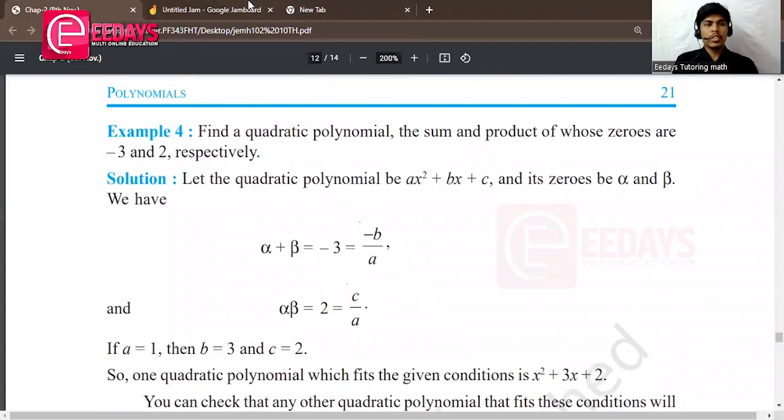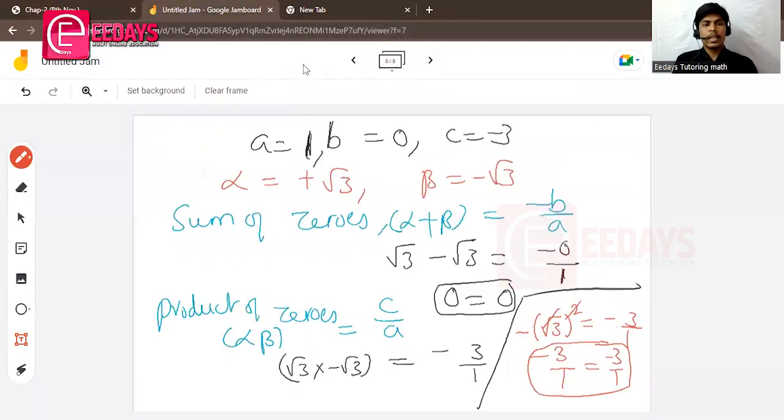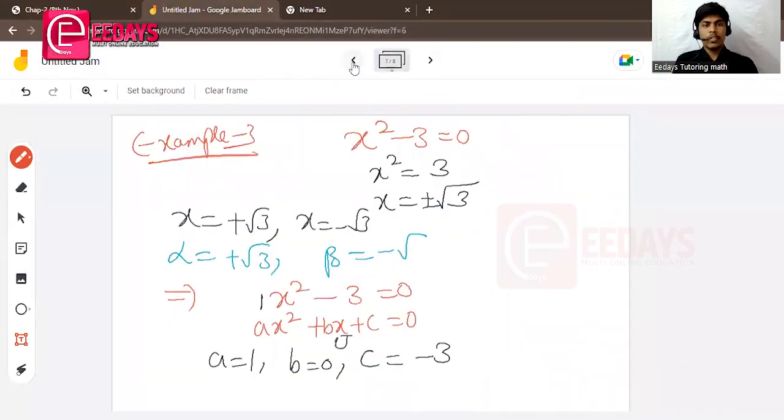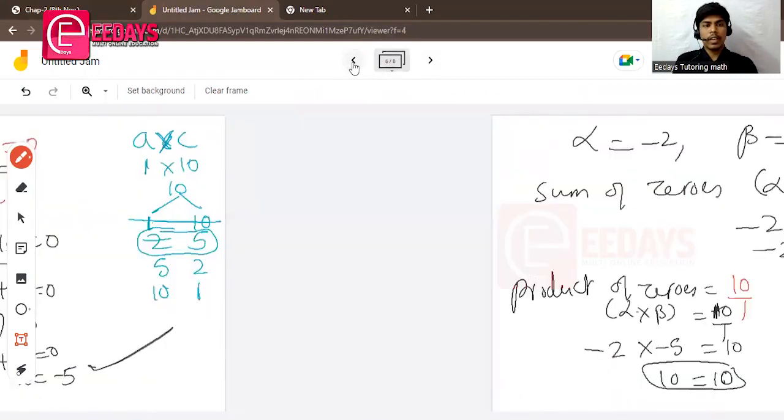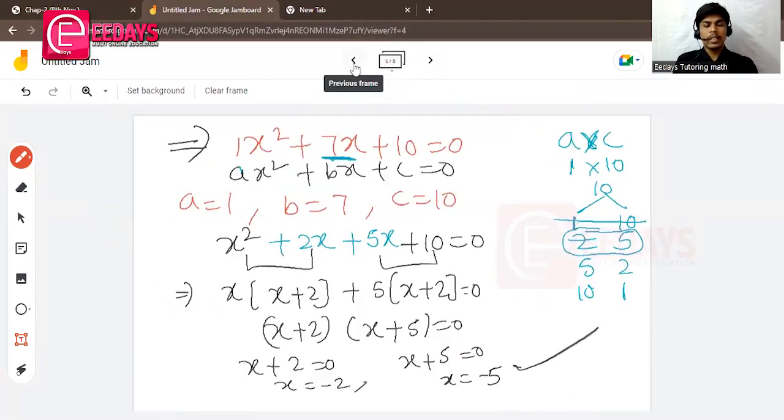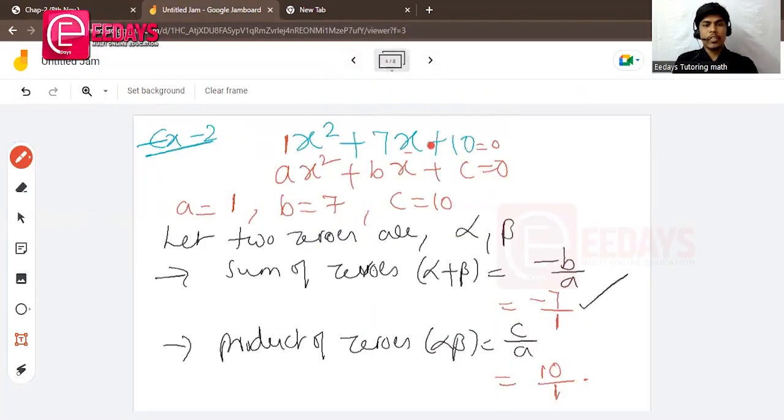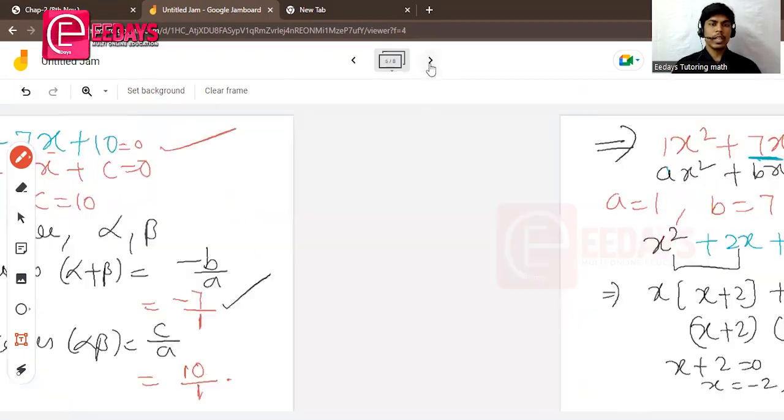Now the new concept would be, okay, we are aware of how to solve that. If the equation is given, we first have to find the a, b, c values by comparing with the general form, and now we have some idea about how to find the sum of zeros and product of zeros.